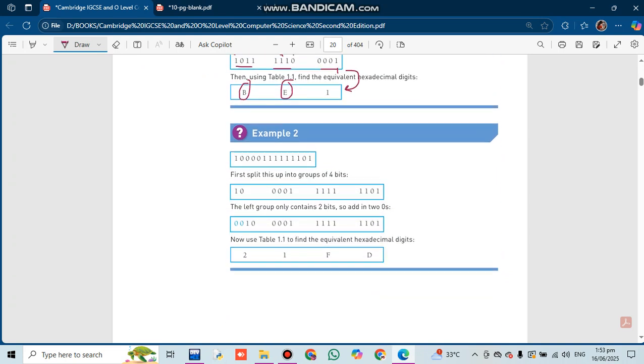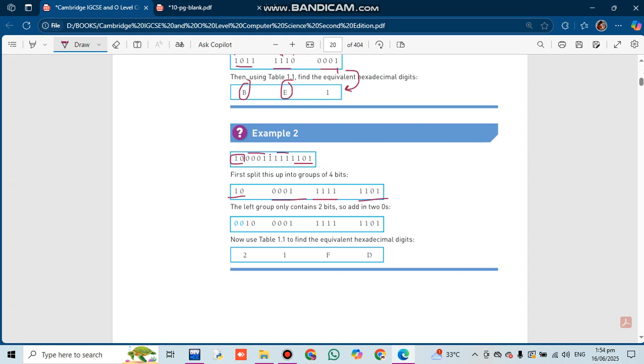Alright, so another number is given, which is about 4 and 8 and 12 and 14. Students, as I told you, you will always make groups of 4 bits. So the first group of 4 bits is 1101, the next is 1111, and the next is 1000. Now you will be thinking, what about these 2 bits? These are not making a group of 4 bits.